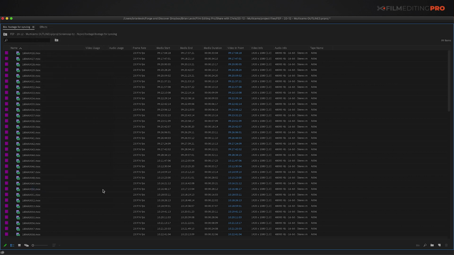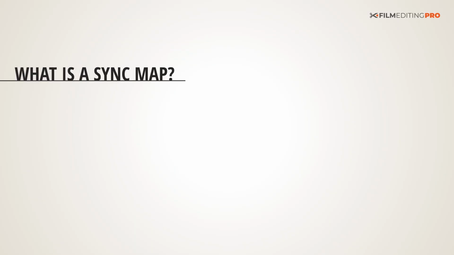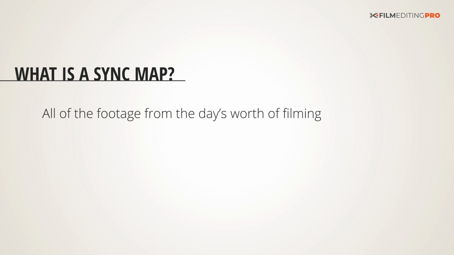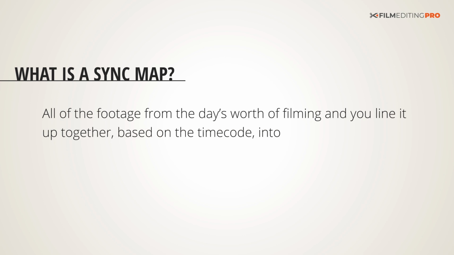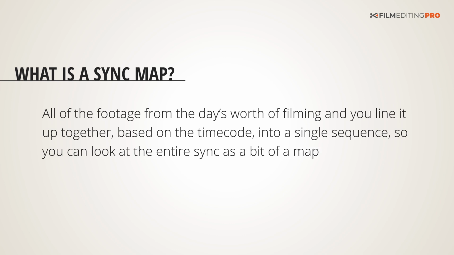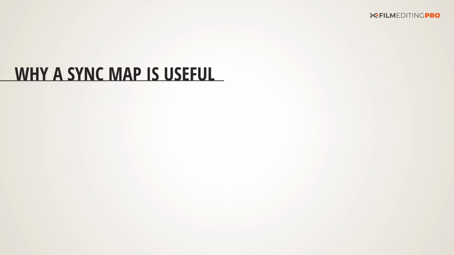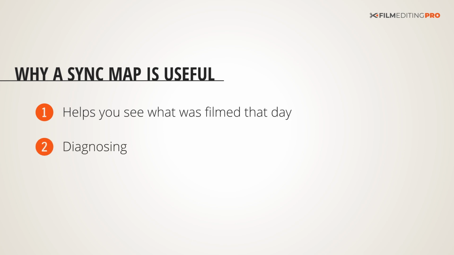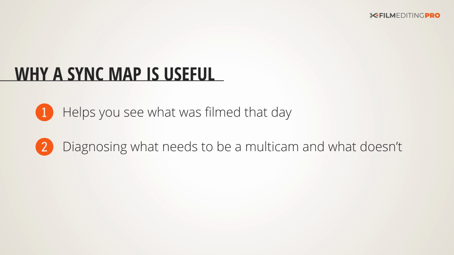So let's make that sync map. Let me explain what a sync map is first. A sync map is when you take all of the footage from the day's worth of filming, all of the video and all of the audio, and you line it up together based on the timecode into a single sequence, so that you can kind of look at the entire sync as a bit of a map. It's really useful in that it helps you to see what was filmed that day and what belongs together. It's also very useful for diagnosing what needs to be put into a multicam and what doesn't. We're about to get into that shortly.